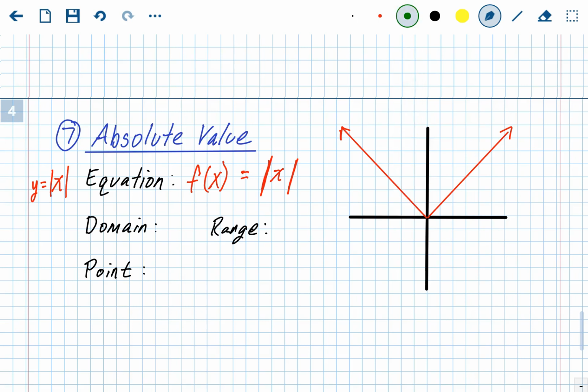Domain is all real numbers. You can plug in positives, you can plug in negatives. Switching these colors. The range, you can tell from the graph, is never going to be negative. There are no negative values. There's nothing below the x-axis. So the range is going to be all y values greater than or equal to 0. And our point, we're going to use the origin 0, 0.